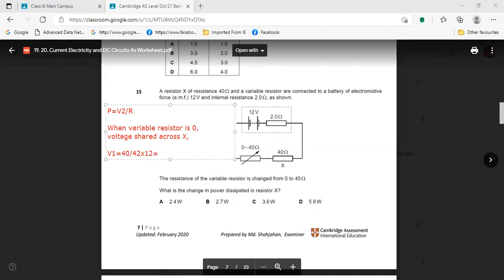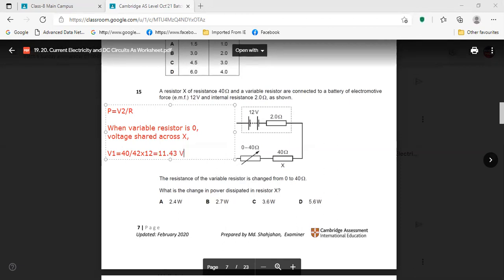42, 80 by 7, means 11.428, 11.43, right? We can write 11.43 volt.